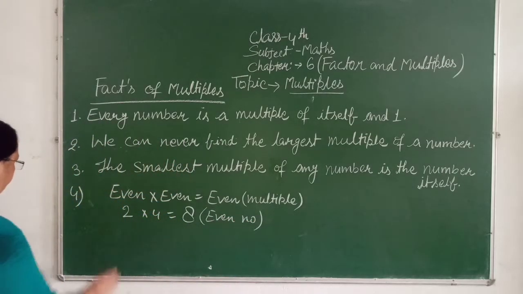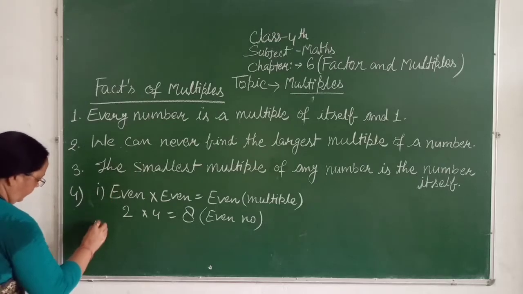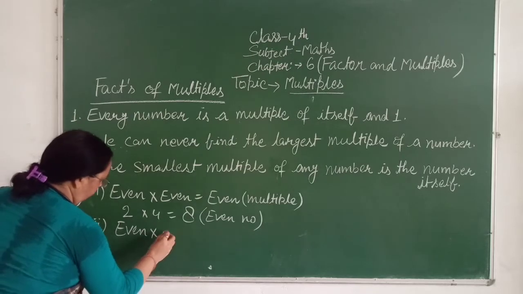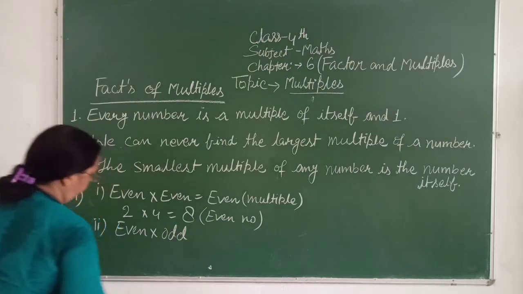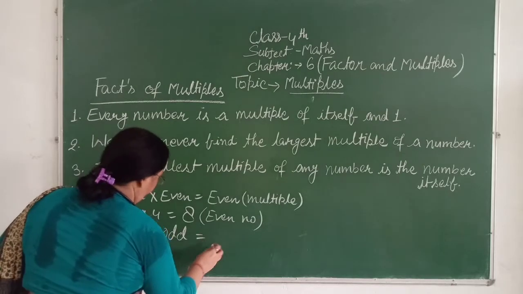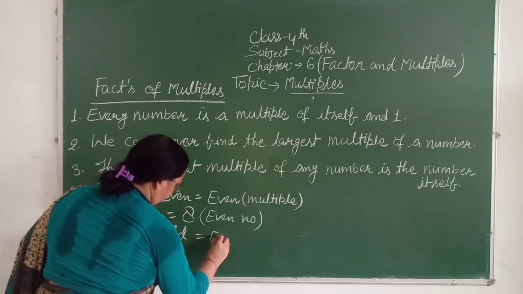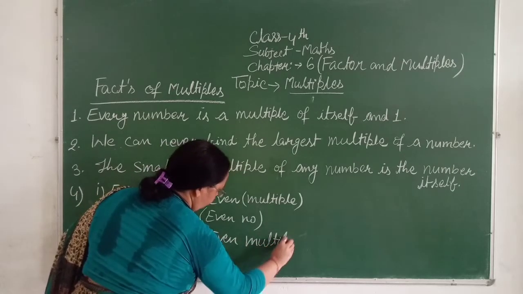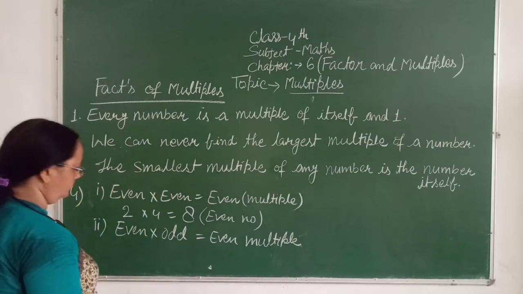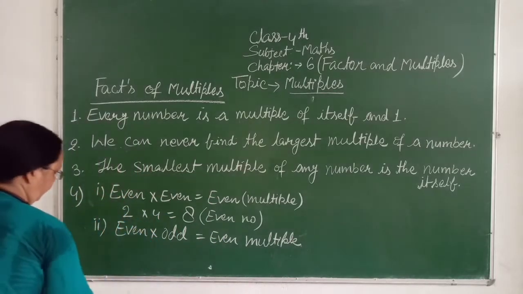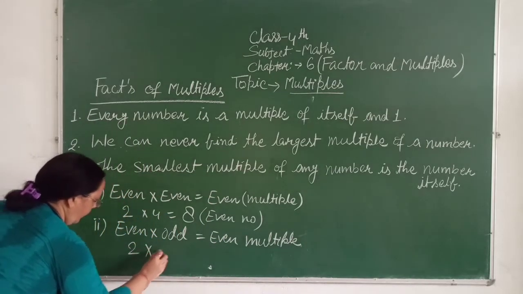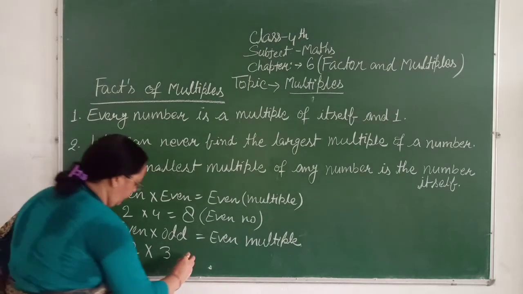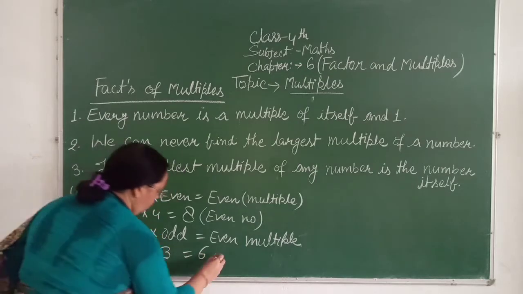And now the second one is even multiplied with odd. Result is even. Like 2 multiplied with 3. Here 2 is the even number and 3 is the odd number. Result is 6. This is an even number.